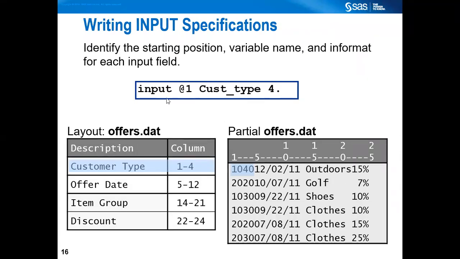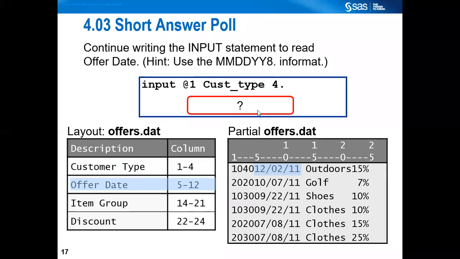So see your input: at the rate 1, first column, your column name and its width. So it will read from the first column for 4 places. Then your next column description provided should be offer date. It should read from the 5th column, total width is 12. So accordingly, what instructions will you give for this column? Yes, at the rate 5, offer date.